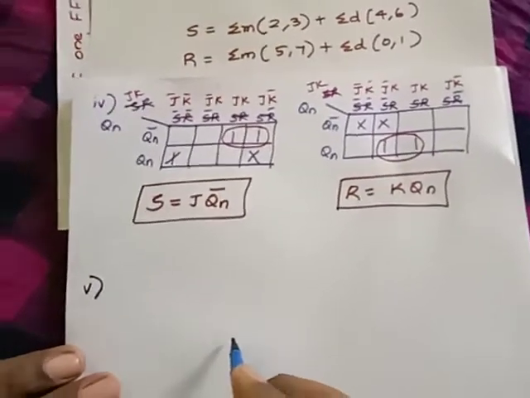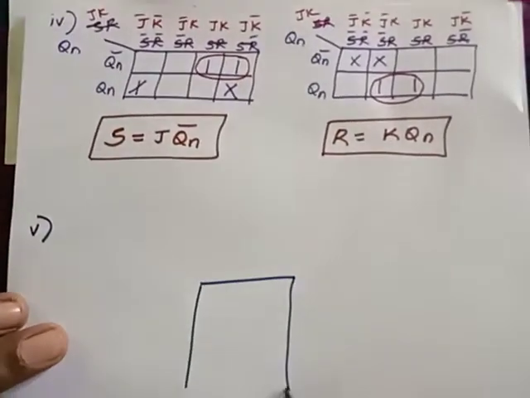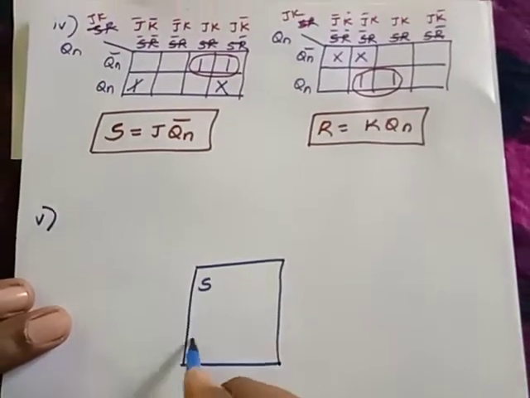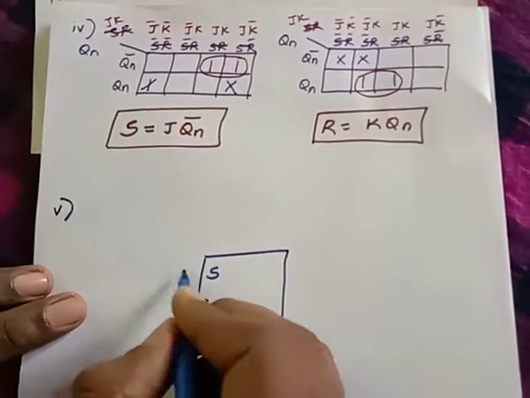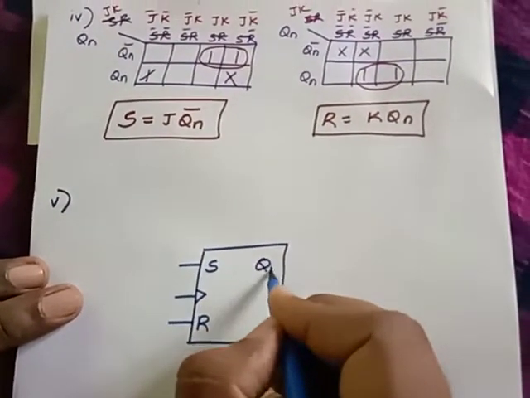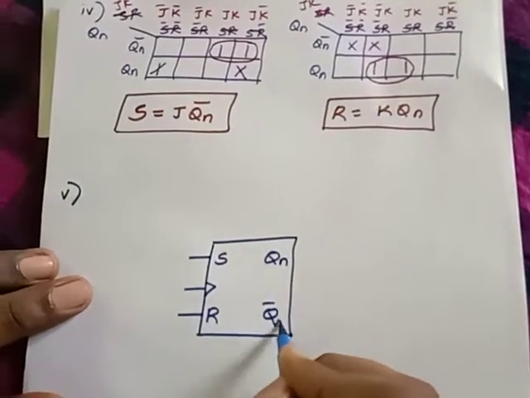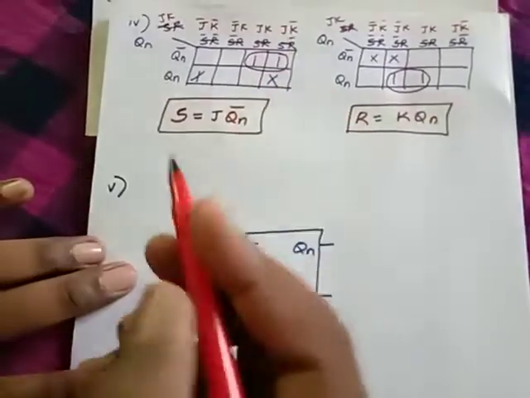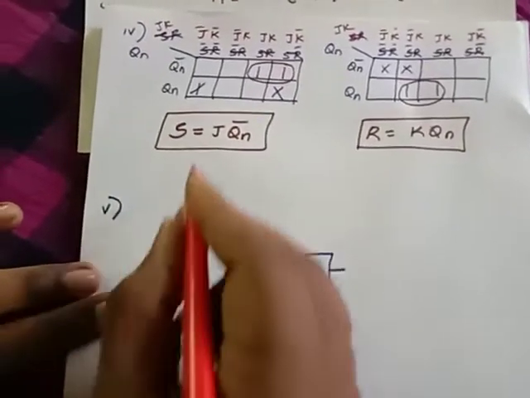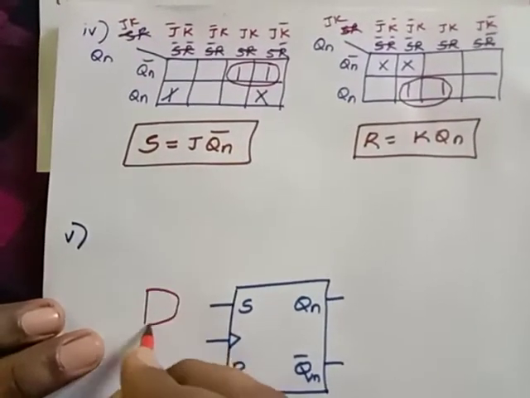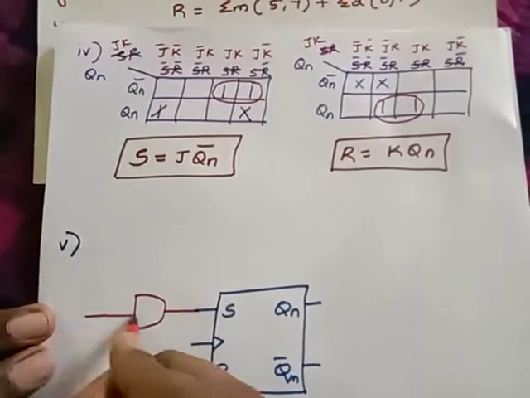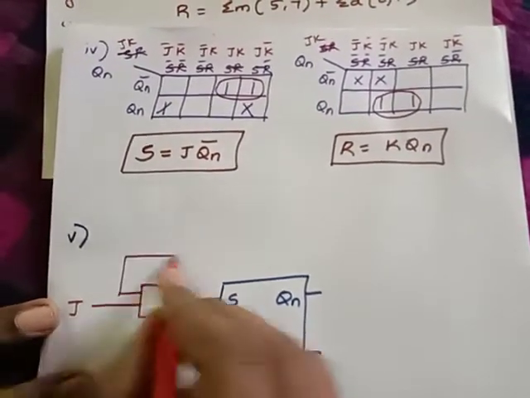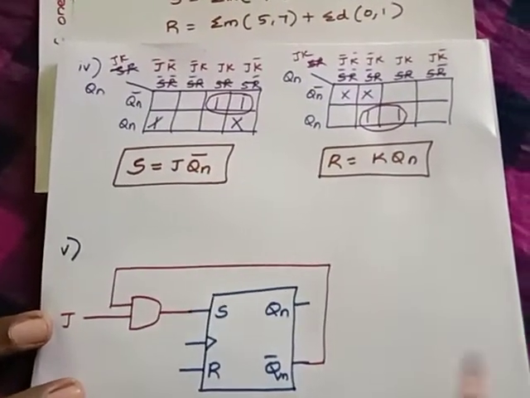The available flip-flop is SR flip-flop. So first I will draw SR. It is S, R, your clock. This is Qn or Q, whatever it may be, Qn bar. This is SR flip flop. Now we know S is equal to J into Qn bar. So we require an AND gate here, and one input is J, another input is Qn bar.